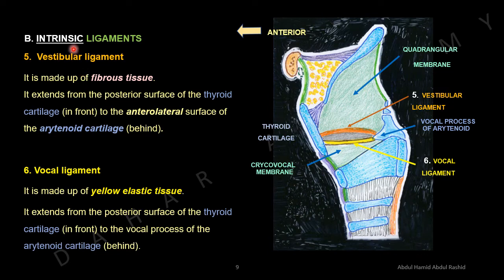The last intrinsic ligament of the larynx is the vocal ligament. It is made up of yellow elastic tissue. It extends, same like the vestibular ligament, from the posterior surface of the thyroid cartilage and attaches to the vocal process, that is the anterior process of the arytenoid cartilage.